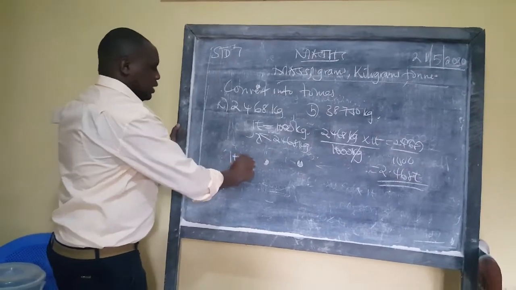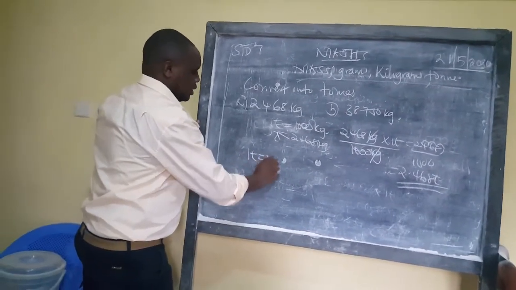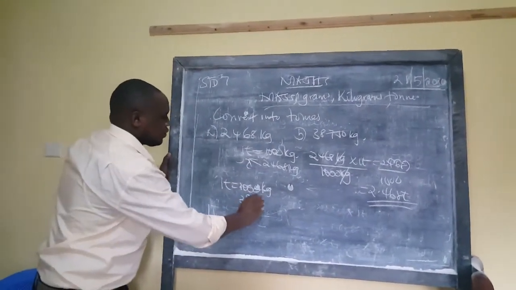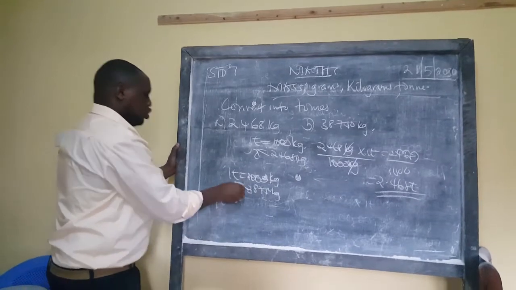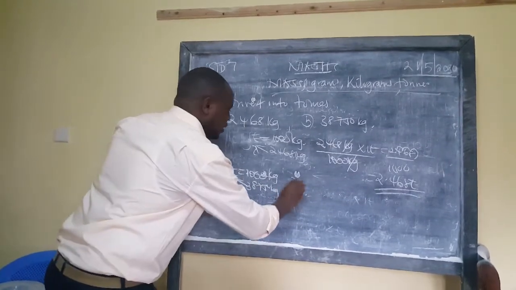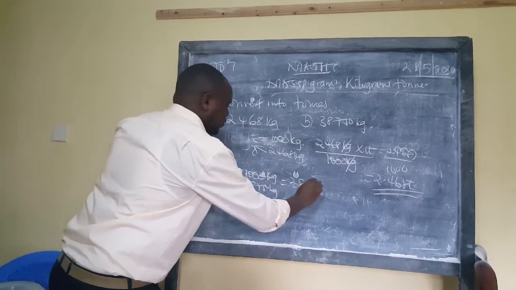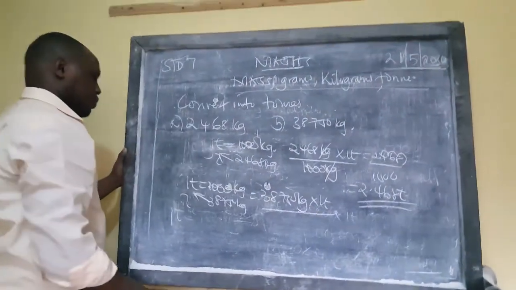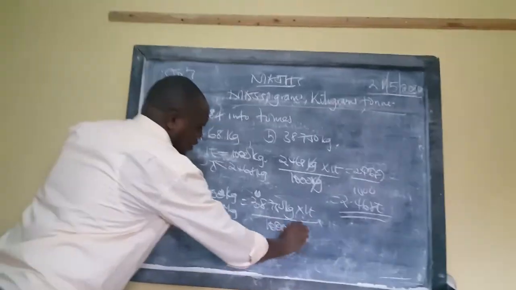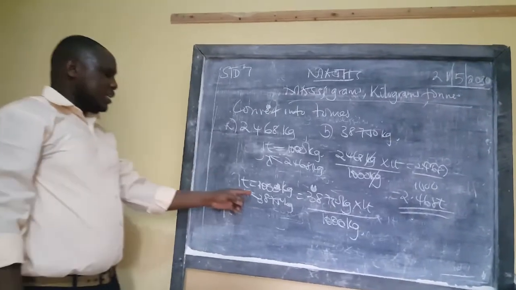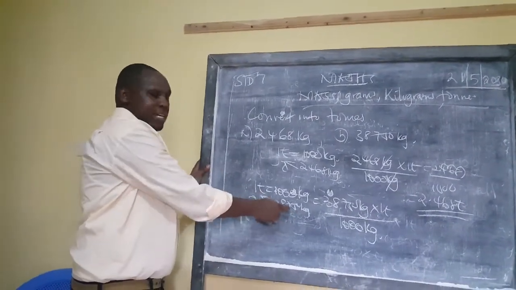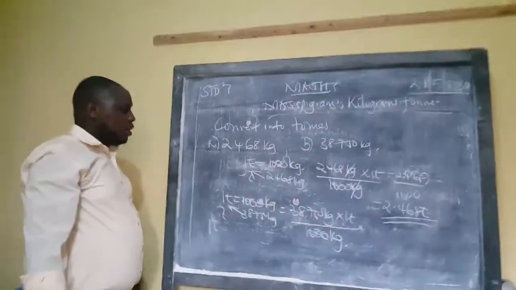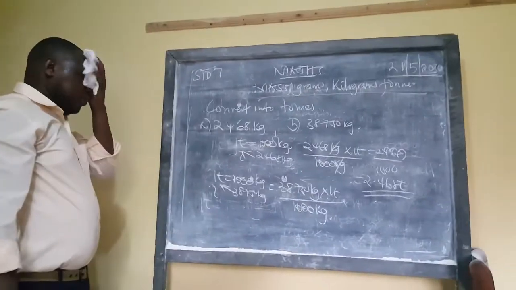Let's go to the second question. So you're going to say 1 ton is equal to 1,000 kilograms. So what about 38,750 kilograms? You're going to multiply like that: 38,750 kg times 1 ton over 1,000 kgs. It's very important that you put this question mark, because the lower number is multiplied by the number above the question mark. Then you divide with this number on this side.